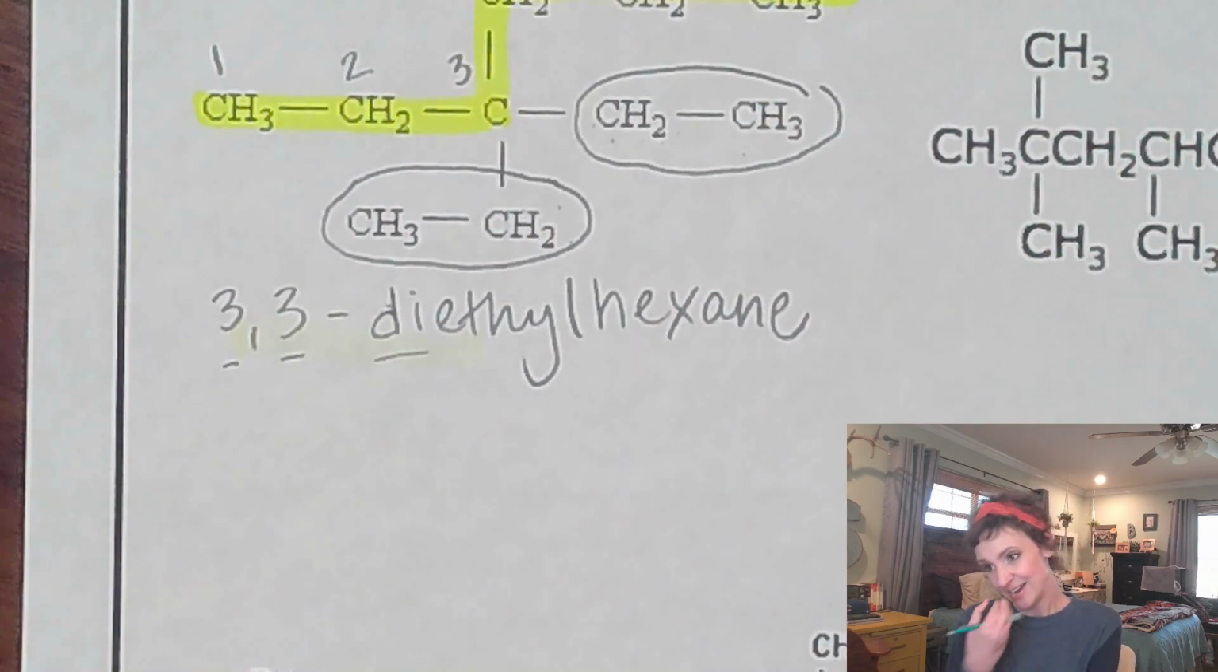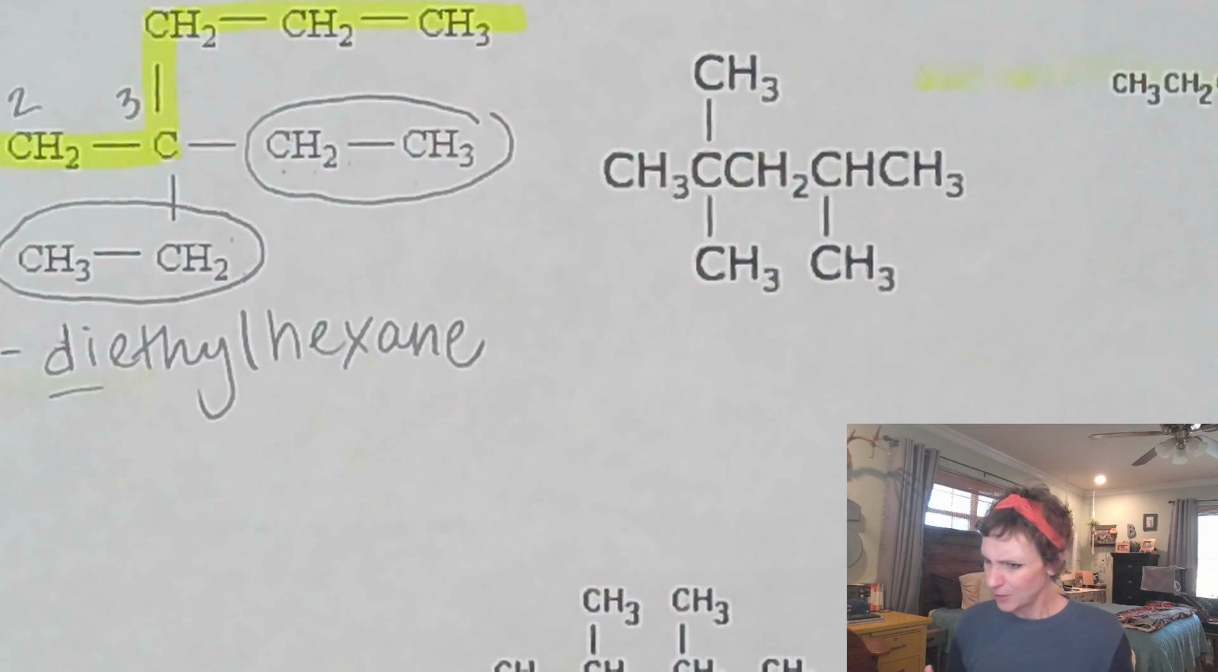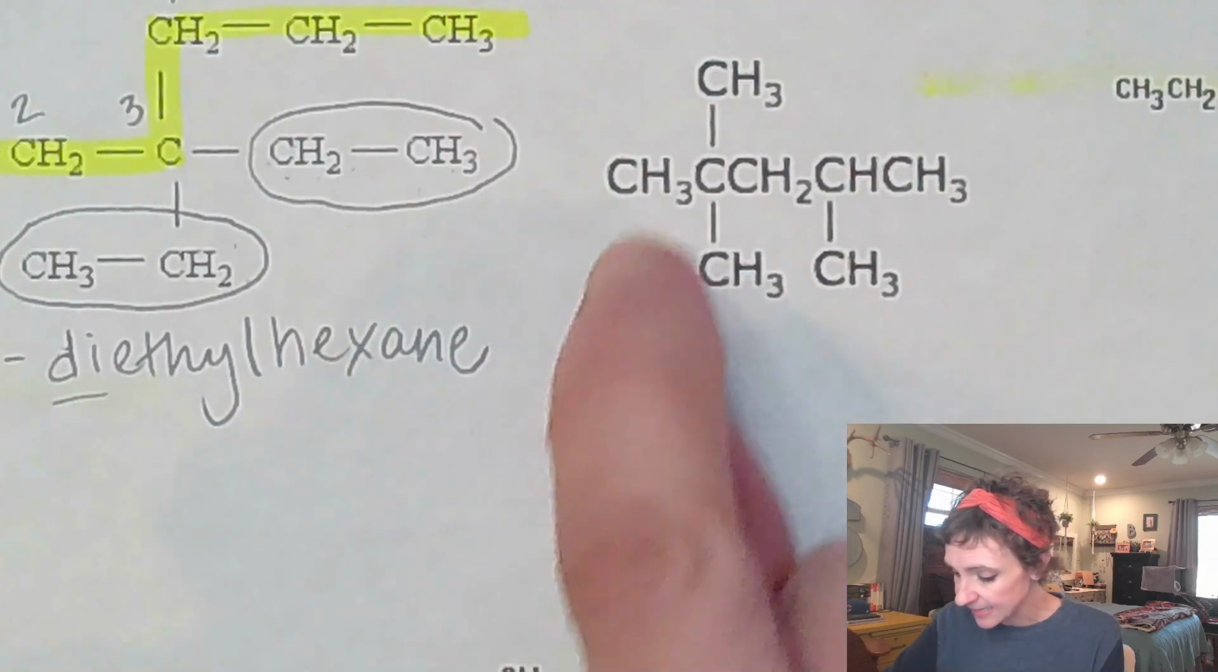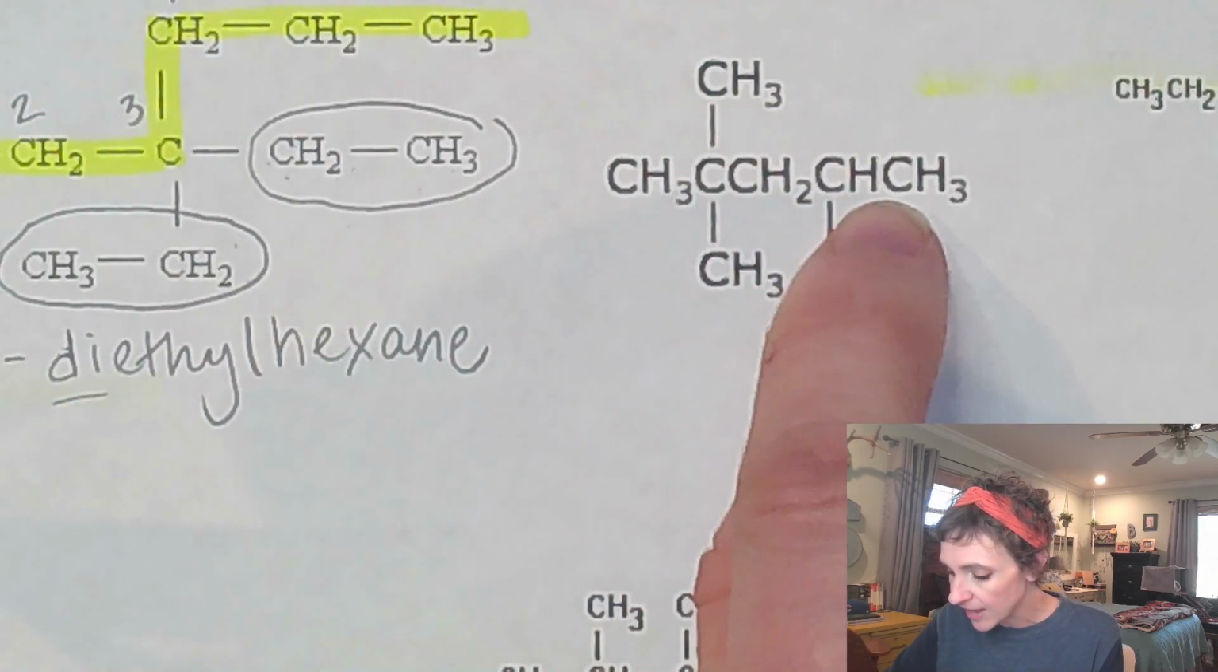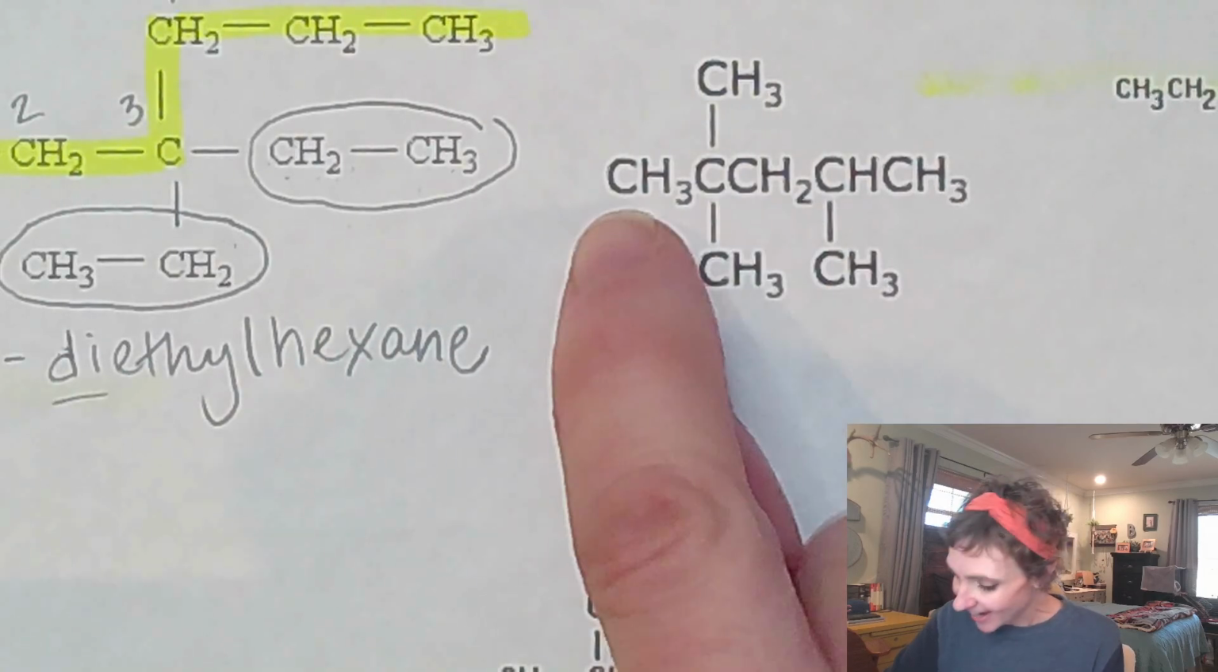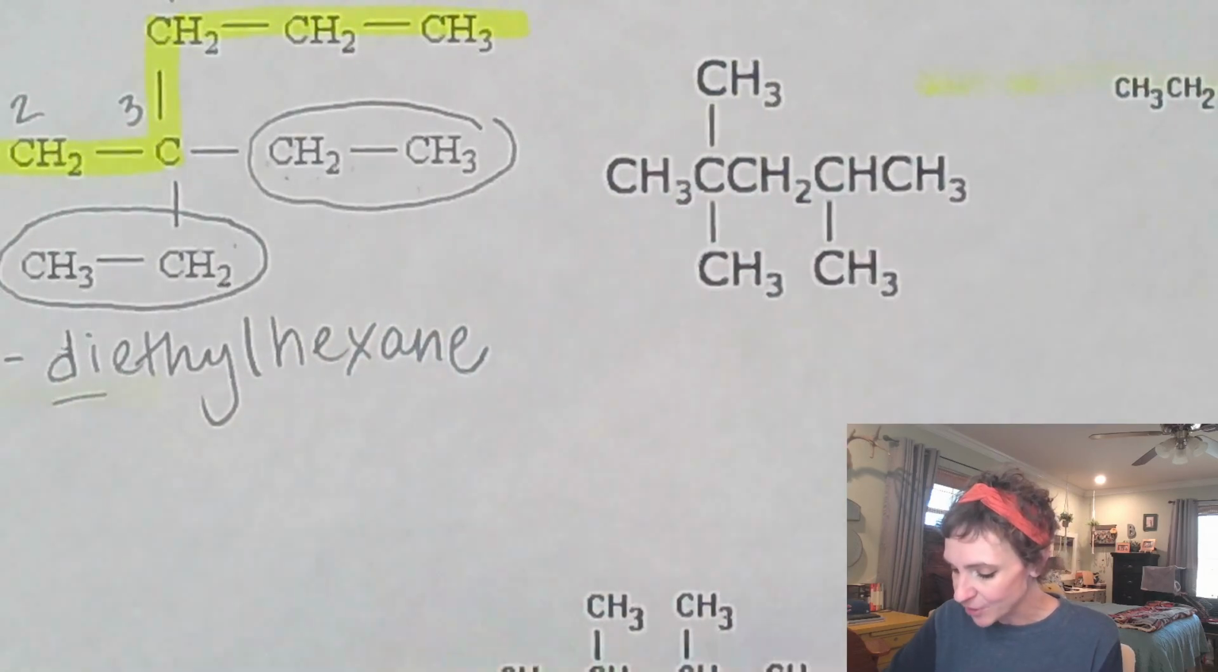Great. Okay, here we go. We're getting excited now. Oh, a little bit different. Some of the lines have been taken away. That is okay. Follow your C's, okay? Longest continuous parent chain. Let's see. 1, 2, 3, 4, 5, 6. All right, 1, 2, 3, 4, 5 carbons there.